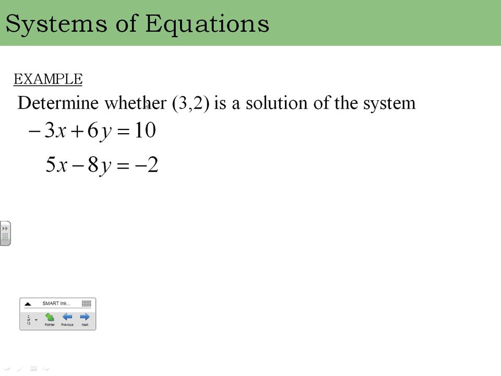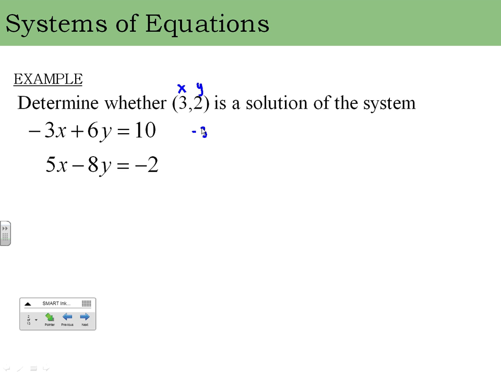So for this example, they tell us that (3, 2) is the solution, and we're basically checking to see if that's right. Well, this (3, 2) is a point, so that's my x and my y. What I'm going to do is plug those into both of my equations, and if I get true statements for both, then it is a solution. If either one of them gives me something that's false, then it's not a solution.